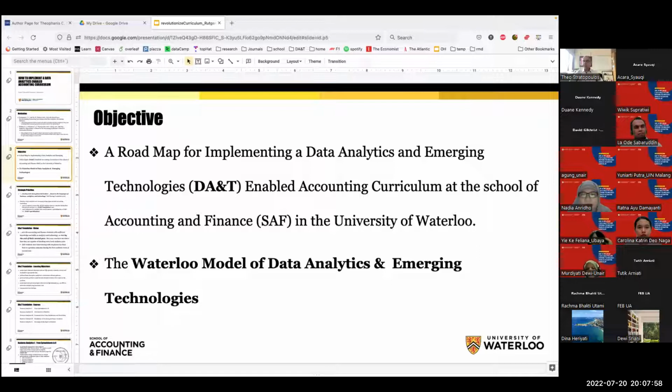As I will keep repeating, and we keep saying all the time, our job is not to replace accounting, because we are in the School of Accounting and Finance. The core competency of our students is and remains accounting. What we want to do is enhance the experience, the capabilities and the skill set of our students so they can thrive in a world of data and emerging technologies. So the objective of the paper is to share with you the roadmap, the implementation plan that we used in Waterloo.